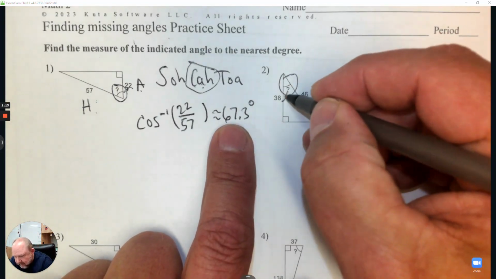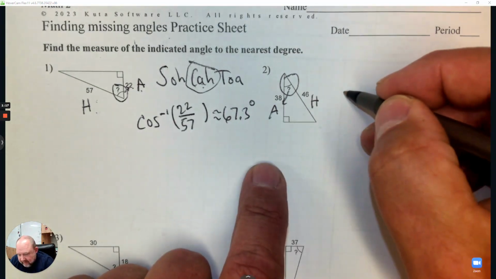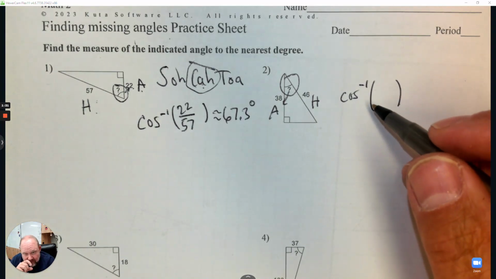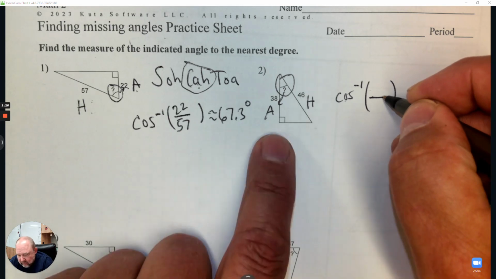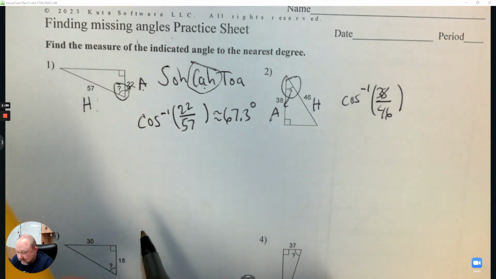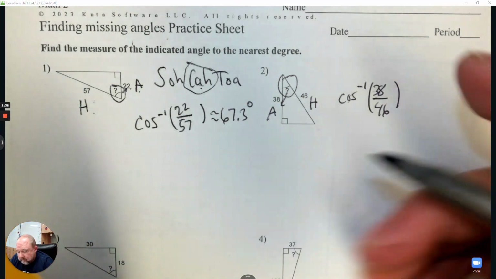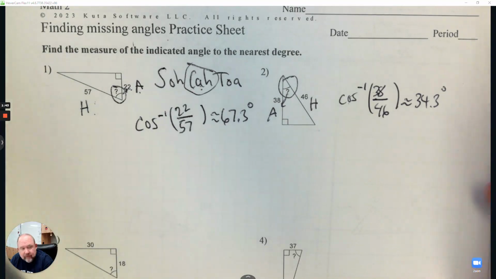Circle the angle. 38 is adjacent, 46 the hypotenuse. Again, that's cosine. When you're finding a missing angle, you're always going to do the inverse of that trig. And then inside is the ratio, which is 38 over 46. And then again, use your calculator. Again, if you don't have one, you can just let me do the calculator work for you. And I get 34.3 degrees.